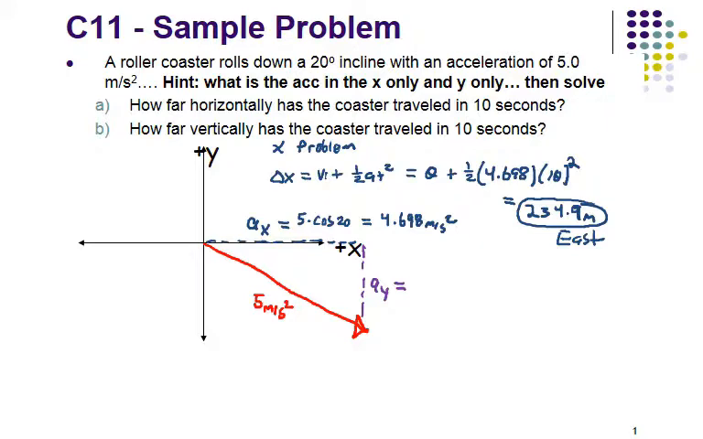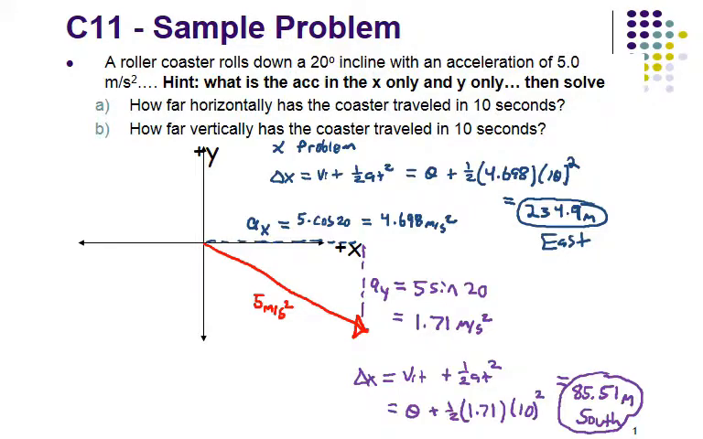far, delta x. So go ahead and pause the clip and see if you can figure out in the y direction how far the coaster has traveled. Okay, so the acceleration in the y is 1.71. Therefore, a displacement of 85.51 south for this.